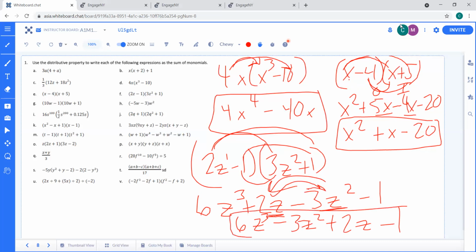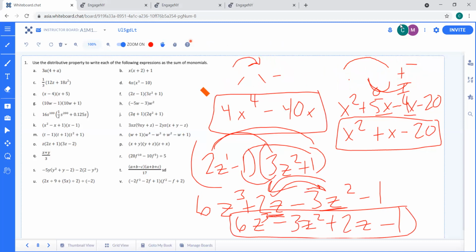Okay. All right, got to erase some. Erase all of those.